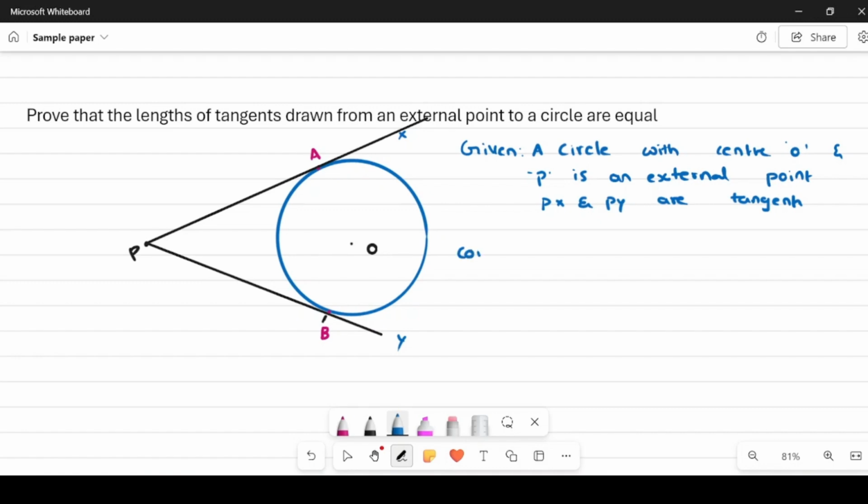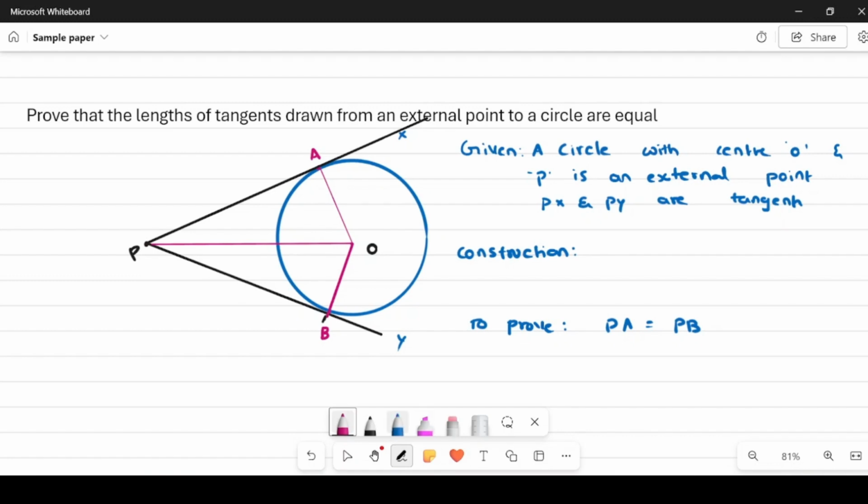Okay, let's see whether any construction is needed. We'll write it later. Then what we need to prove? We need to prove that the lengths of the tangents PA and PB are equal. PA is equal to PB. This is what we need to prove. Okay, now let's see. We know that OA is a radius, so join O to A, and then join OB, and join O to P also. Now we can see two triangles formed, AOP and BOP, or OPA, OPB, right?